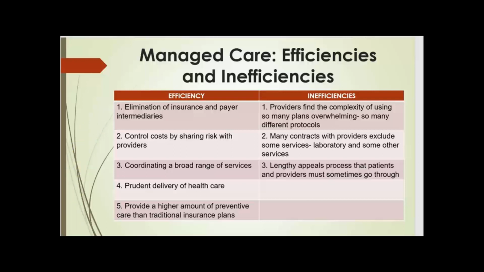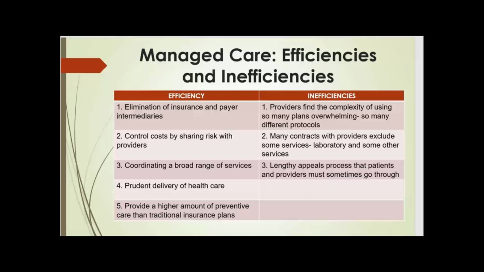All right, now for the inefficiencies. So we're looking at the complexity for providers of having to deal with numerous plans. Laboratory and some other services are carved out, so there's more of a convenience factor for consumers. Lengthy appeals when services are denied. All right, so now I'm going to jump to utilization monitoring.